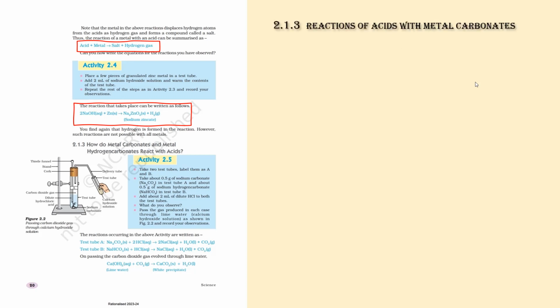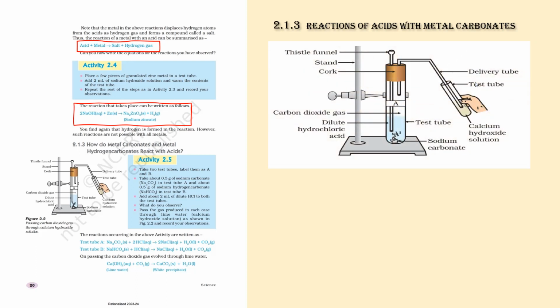Now, moving to the next, 2.1.3: how do metal carbonates and metal bicarbonates, that is hydrogen carbonates, react with acids? Now, let us look at this experimental setup. It is a simple setup which consists of a test tube A, and this test tube has a cork attached to it with two openings. Through one opening, a thistle funnel has been inserted, while through the other opening, the bent delivery tube has been connected. This bent delivery tube is inserted into the mouth of another small beaker which contains calcium hydroxide solution.